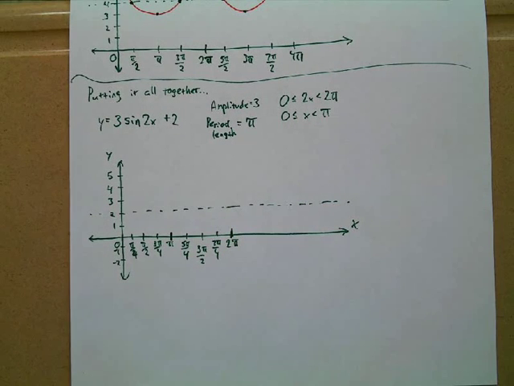All right, so now we'll start here. We're going to graph sine. We'll start at the 0 because that's where our period starts. So plug 0 in. 2 times 0 is 0. Sine of 0 is 0, times 3 is 0, plus 2 is 2. So at 0, we're going to have a point at the 2 there.